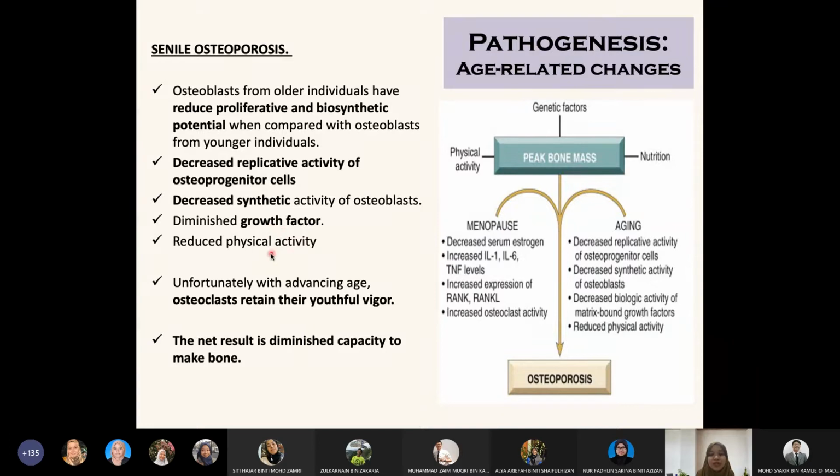And then for the elderly, usually they will have reduced physical activity. So all these factors will contribute to osteoporosis. Okay, so the net result will be osteoporosis. Because there is a problem with the osteoblast, with reduced capability to proliferate and reduced biosynthetic potential, however, the osteoclast remains the same. That is the problem. So that's why it will eventually lead to more bone resorption. Okay, reduced bone formation in the elderly.